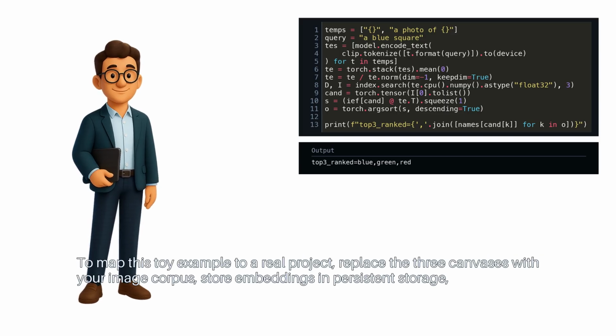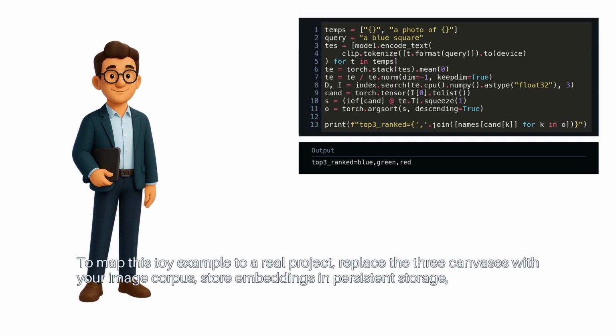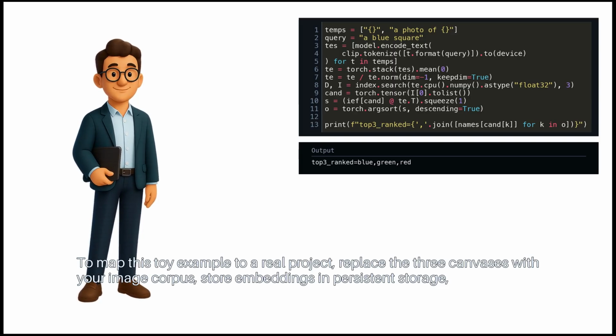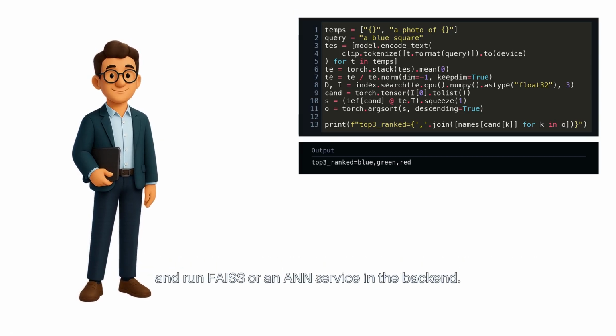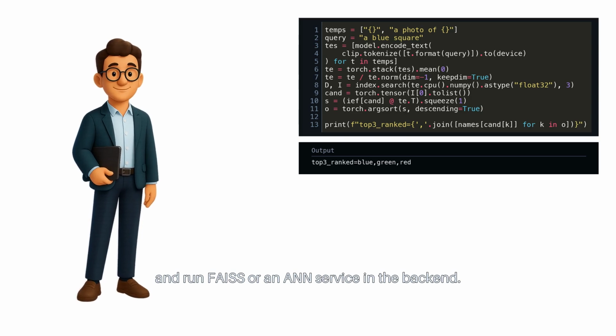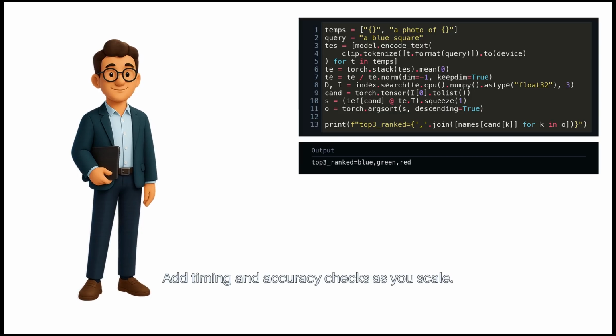To map this toy example to a real project, replace the 3 canvases with your image corpus, store embeddings in persistent storage, and run FAISS or an ANN service in the backend. Add timing and accuracy checks as you scale.